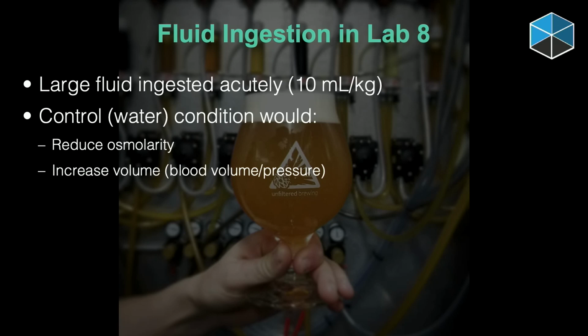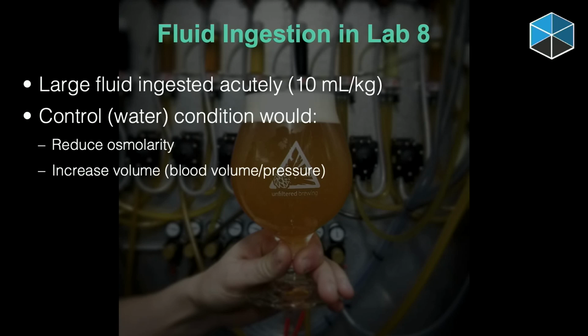In a pure sense, you're adding 700 mils, 800 mils, whatever the volume is, of plain water to the fluid compartments in the body. That would serve to increase the volume and dilute those compartments. It would sense it in the blood, but it would also do this to the interstitial fluid and to the cells in some respect. But overall, the main effect would be to reduce osmolarity and increase volume, blood volume or blood pressure.